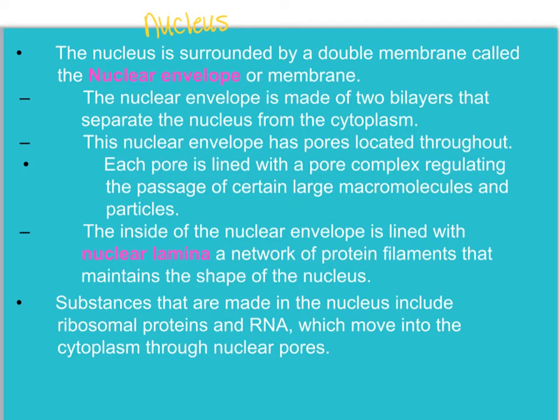Anyway, things that would be made inside of the nucleus are going to be RNA, proteins, and those things are going to be made from DNA because everything basically starts with DNA. So DNA makes RNA, and then that RNA can in turn make proteins.